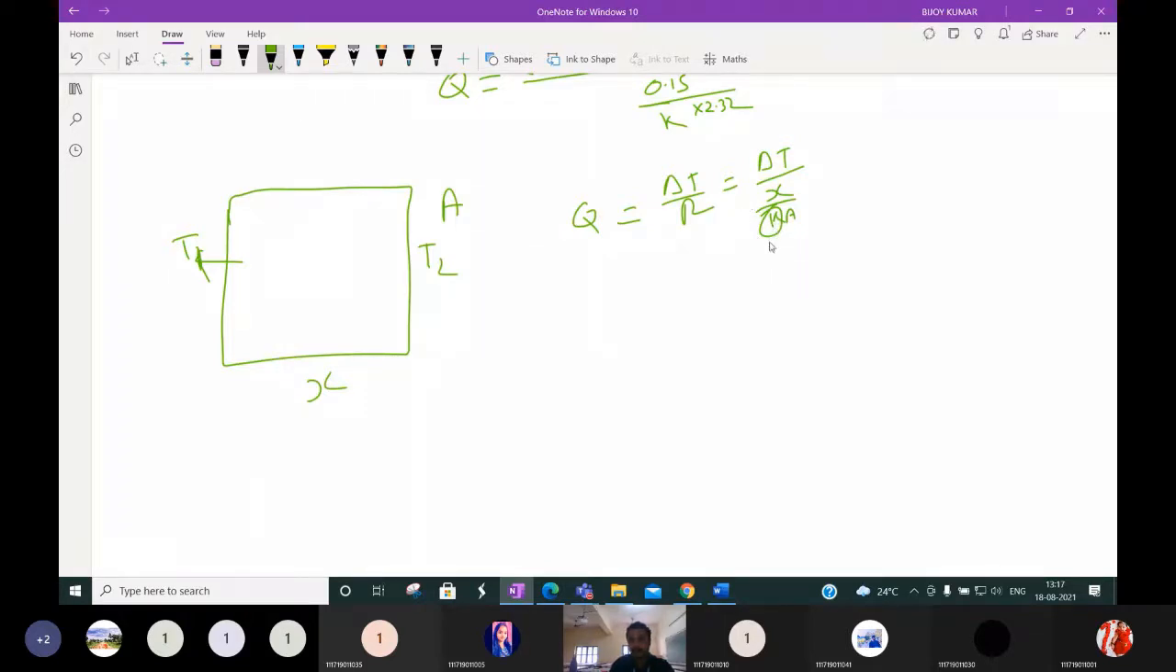Here, in place of giving the K value directly, it was given that K is 0.03 plus 5 into 10 to the power minus 3 into T. It means the K value is changing with respect to temperature. So how to get the K value? We know that the mean temperature will be T1 plus T2 by 2, where the surface temperatures T1 and T2 are given. Whatever mean temperature comes, you have to put that temperature, find the thermal conductivity at that temperature, and put that value here.